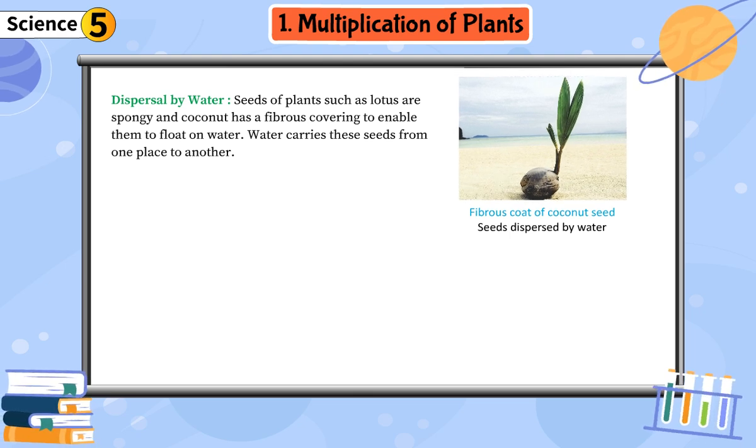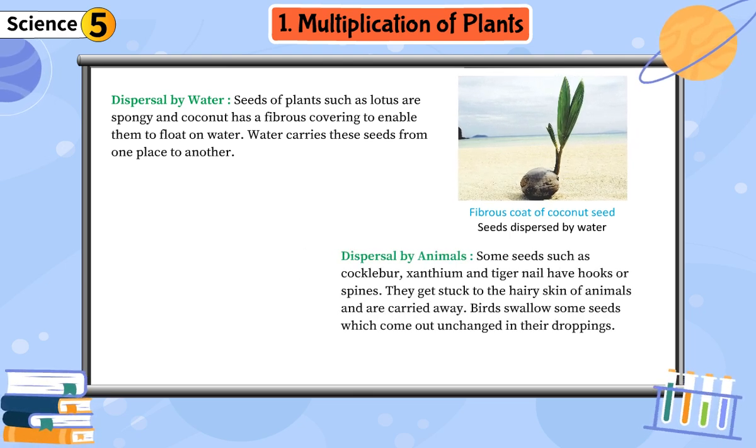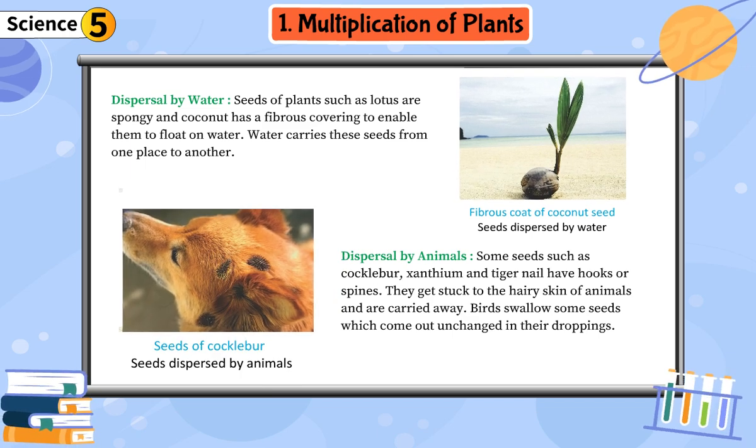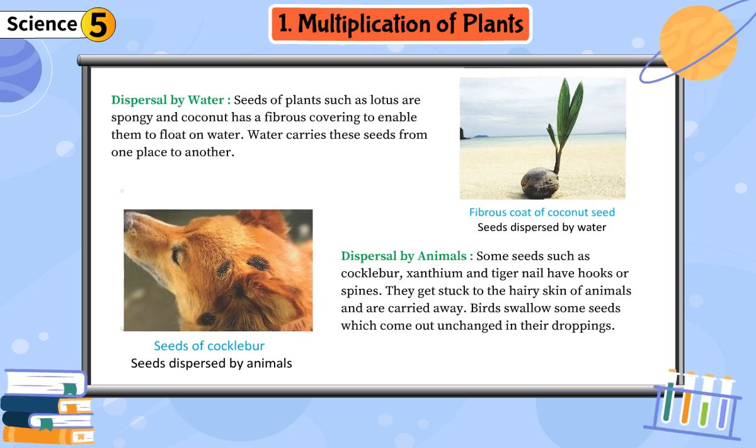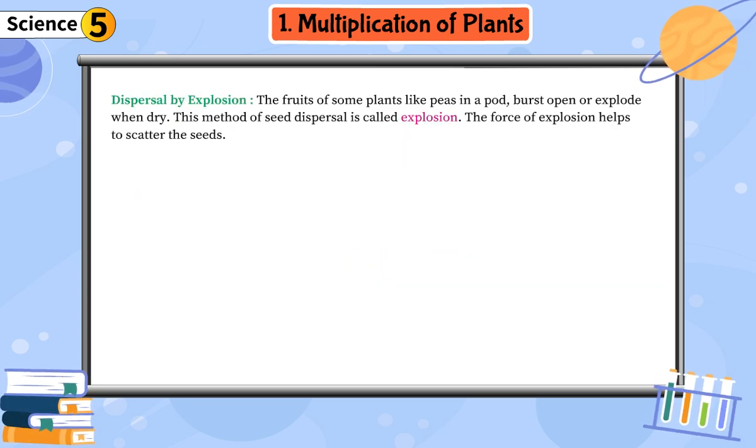Water carries these seeds from one place to another. Dispersal by animals. Some seeds such as cocklebur, xanthium and tiger nail have hooks or spines. They get stuck to the hairy skin of animals and are carried away. Birds swallow some seeds which come out unchanged in their droppings.